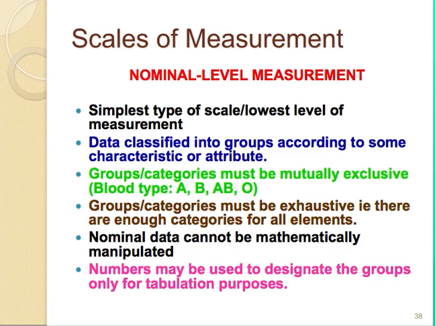Now, these values, this data here cannot be mathematically manipulated. Okay, what you have here, A, B, A, B, O, what can you do with that in a mathematical sense? The only thing you can really do is tabulate and say, okay, we have 5 persons with blood type A, 7 persons with blood type B, 10 with AB, etc. Or 20% of the persons with blood type B, right? So that's some simple thing you can do with data in that sense.